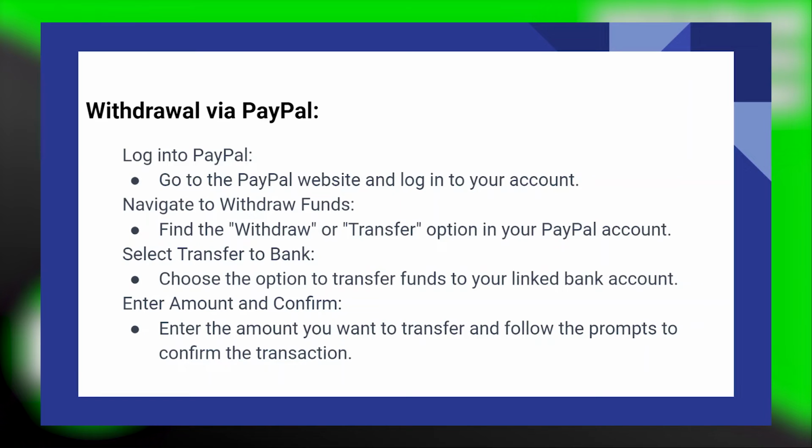Typically, when you make sales on Big Cartel, the funds go to the payment gateway, such as PayPal, Stripe, etc., that you have integrated into your store. To withdraw money, you would need to log in to your payment gateway account, for example, PayPal or Stripe, and initiate the withdrawal or transfer from there.